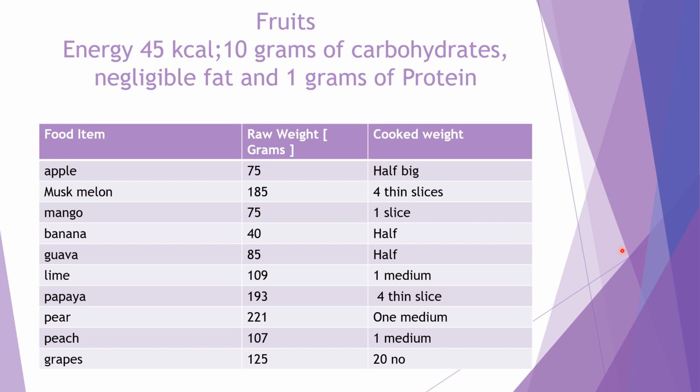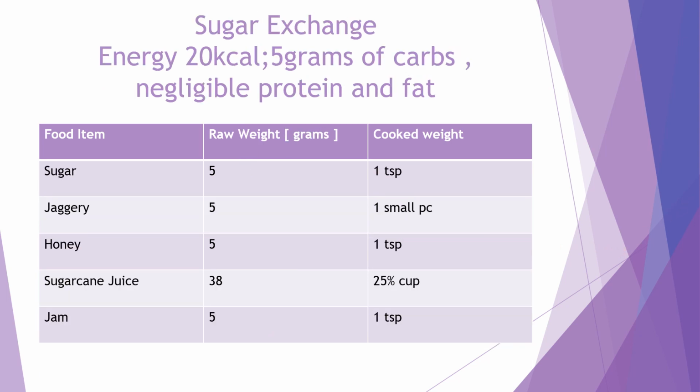Like this, different fruit exchanges are there. Now sugar, 5 grams, that is equivalent to 1 teaspoon, provides 20 kilocalories, 5 grams of carbs, and negligible amount of protein and fat. Sugar, jaggery, honey, sugar cane and jam is there.